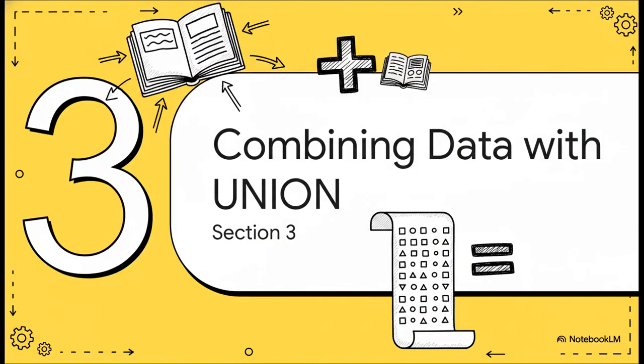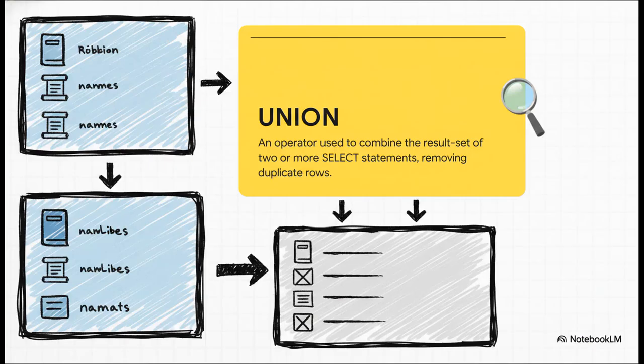Okay, so we've got a handle on fixing our data. That's tool number 1. Now, let's grab our second tool, combining data. This is where we shift from being an editor, fixing typos in a single chapter, to being an author, merging chapters from two different books into one big, coherent story. And the tool for that job is Union. It's pretty cool. It takes the results of two or more separate select queries and just stacks them on top of each other. But here's the key feature. It automatically cleans up the list for you by removing any duplicates.